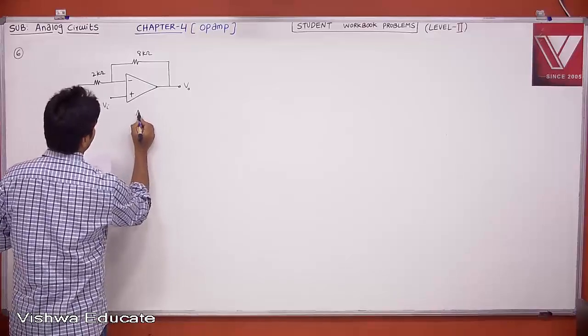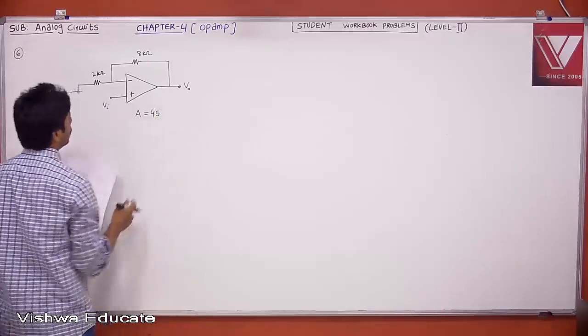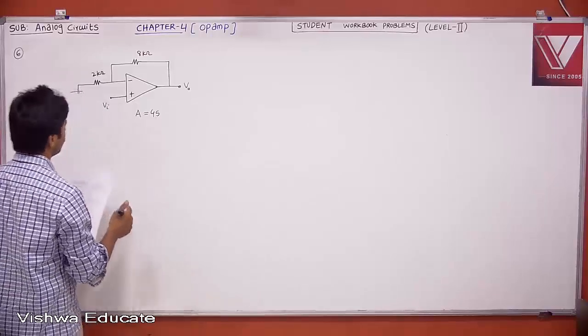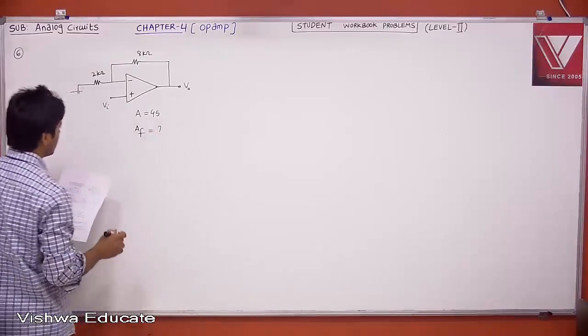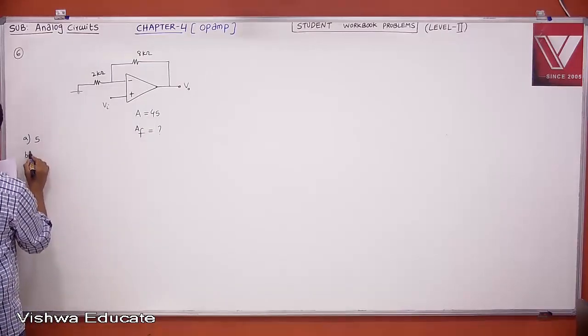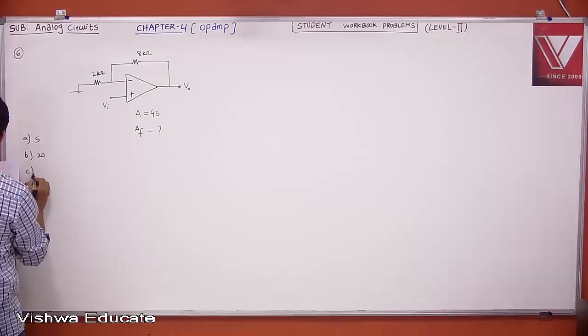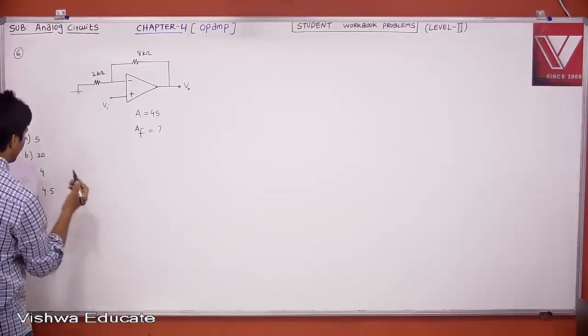an open loop gain A is equal to 45 without any feedback. Then what is your closed loop gain with feedback? That is what is the answer. Okay. Option A 5, option B 20, option C 4, option D 4.5.